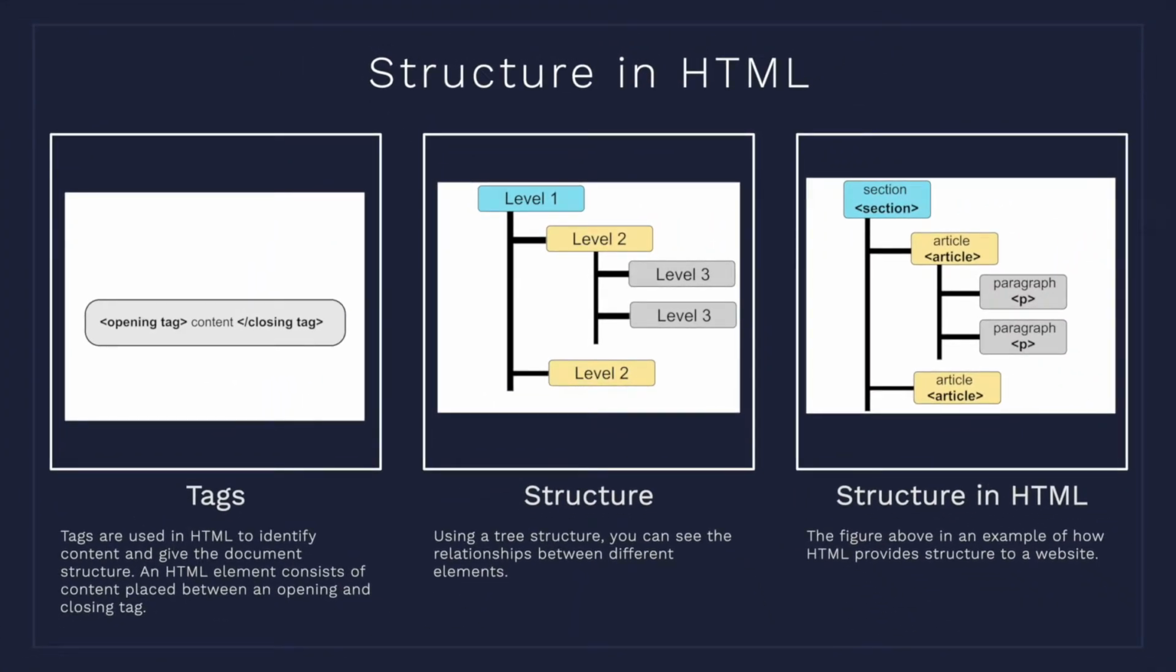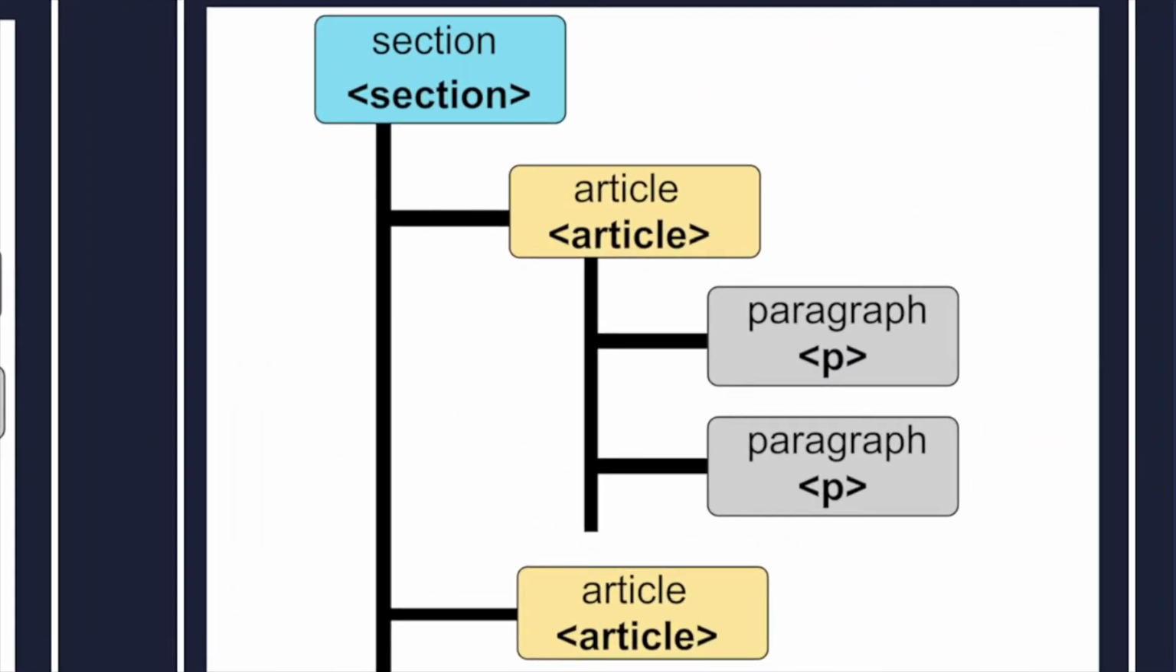The following figure shows structure in HTML. This figure has a section element which has 2 article child elements, one of which has 2 paragraph child elements. The section element is at the top level, or top tier, the article is at the next level, and at the bottom level are the paragraph elements.